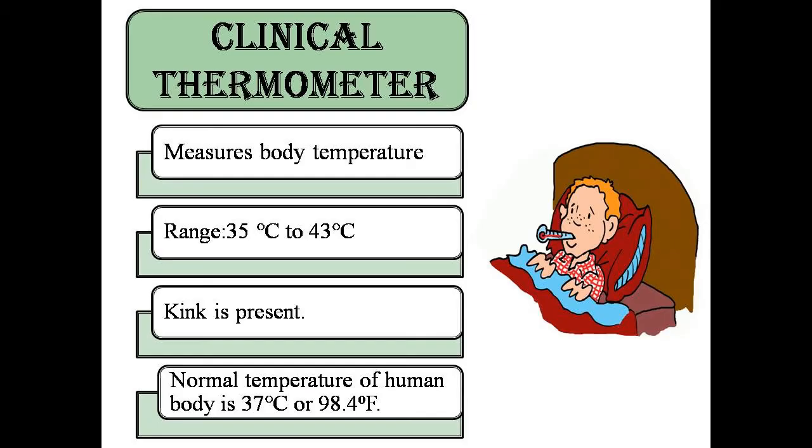Clinical thermometer. Clinical thermometer measures body temperature. Its range is 35 degrees Celsius to 43 degrees Celsius. Kink is present in clinical thermometer. And normal temperature of human body is 37 degrees Celsius or 98.4 degree Fahrenheit.